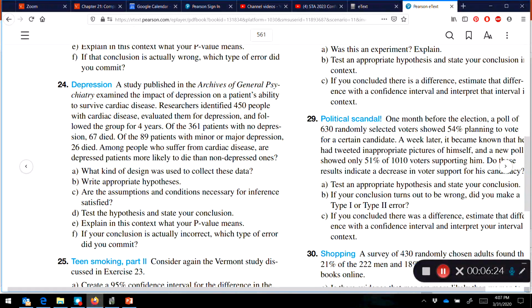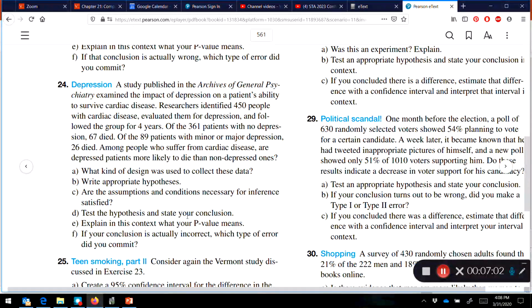And that's our 10% condition. Our two groups are independent. The patients with depression are separate. They don't overlap with the patients in the no depression group. You're either in one or the other, and they don't influence one another. So those are independent groups. And then the 10 successes and failures. Now notice that 26 is our lowest number here. That's more than 10, right? And then 89 minus the 26 would certainly be more than 10. So our success failure condition would be satisfied.